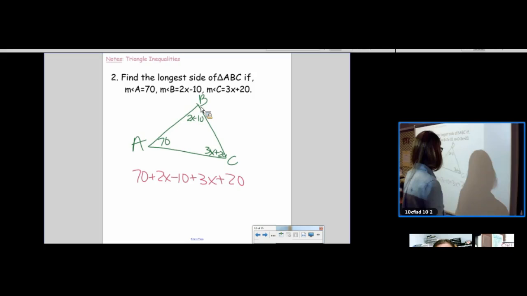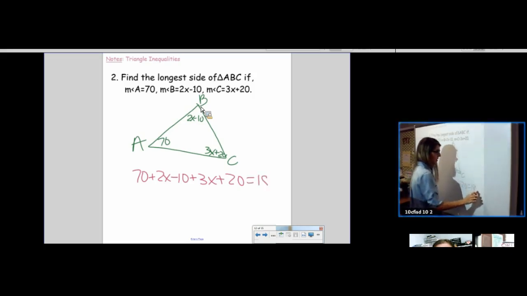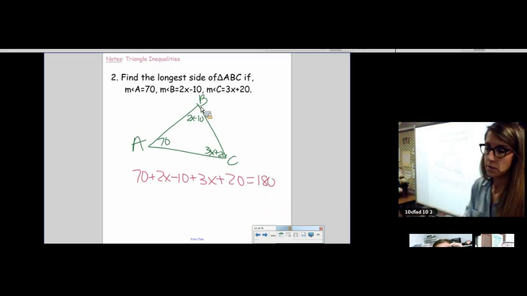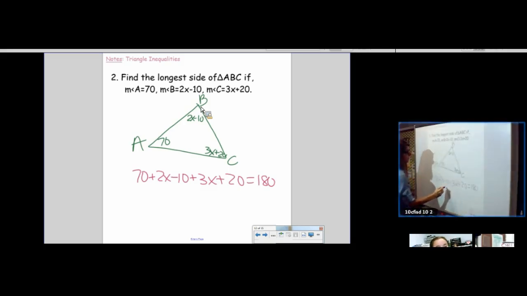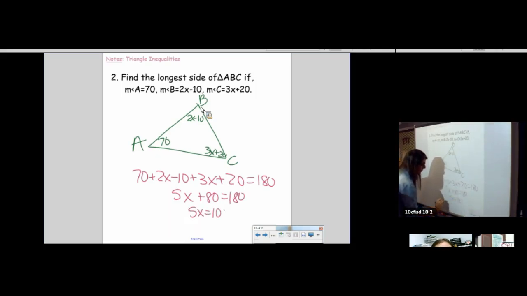All right. Oh, I didn't say what it equals. It equals 180. So we are going to solve for x. How many x's are there? Let's see. 2x plus 3x, there's 5 x's. And then plus 80. If I combine like terms correctly, hopefully I did that correctly.